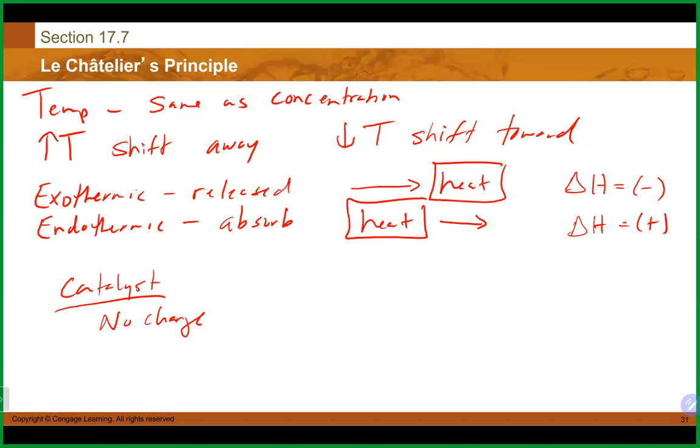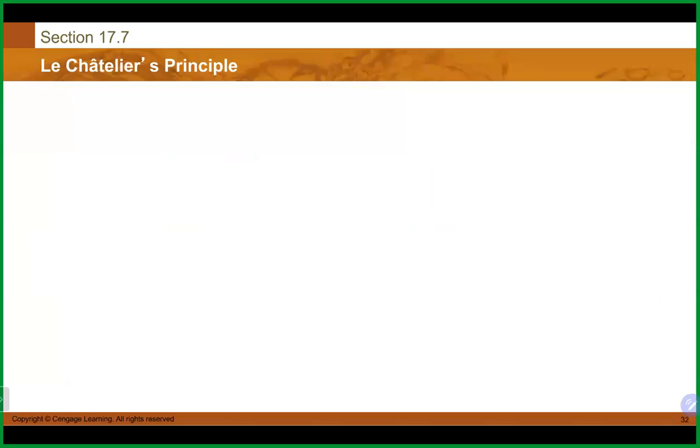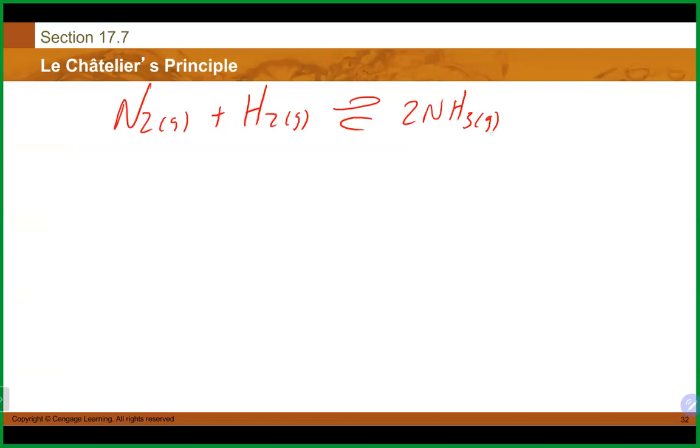Any questions on that there? All right, let's take a look at one more here. So let's do N2 plus H2 and NH3. Let's say delta H equals plus 325. Clearly not the right number, just made it up. All right, we're going to shift to the left, to the right, or no change.